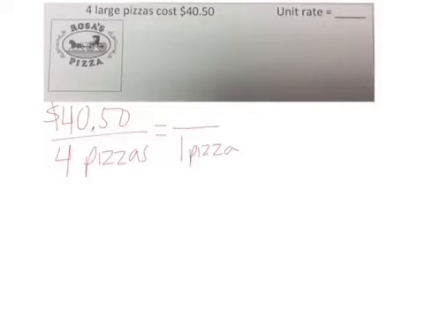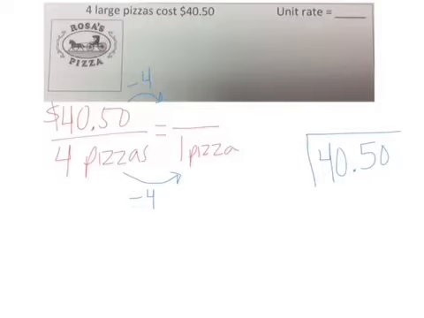So remember, to go from 4 pizzas to 1 pizza, I'm going to divide by 4. So I'm dividing by that denominator. I want to do the same thing on top to see how much it's going to cost for 1 pizza. So I'm going to divide $40.50 by 4. So this is a top dog in the house moment. I'm going to put that $40.50 inside and the 4 outside.